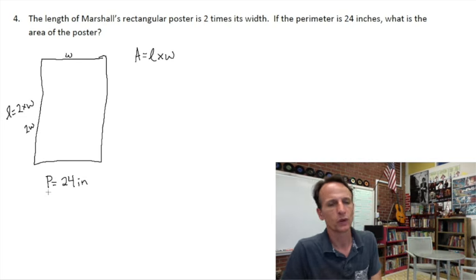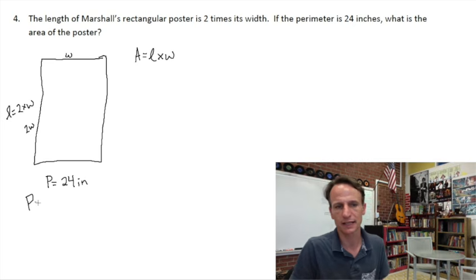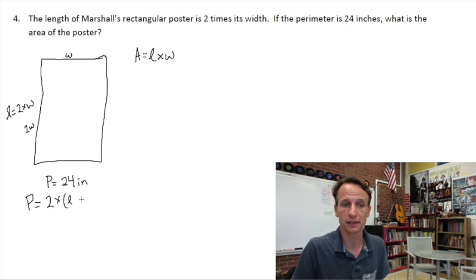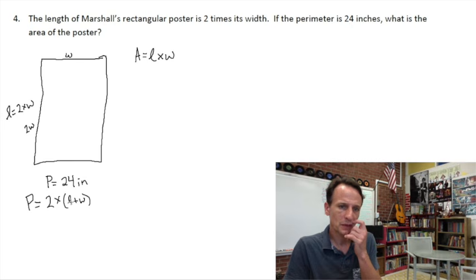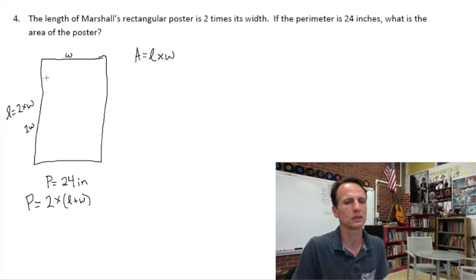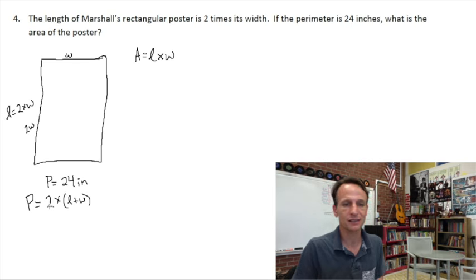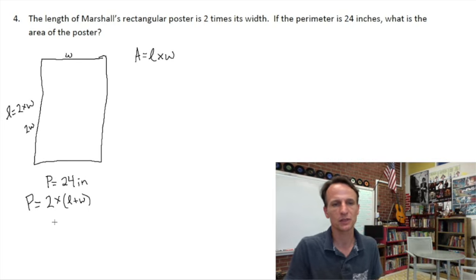Okay, well, let's take a step back before we get all paranoid about it. Let's think that the perimeter we know is going to be 2 times the length plus the width, right? And we don't know either the length or the width, but look what we do know. If we put the length and the width together, we have 2 widths here and 1 width there. So length plus width is going to be 3 times the width, right?